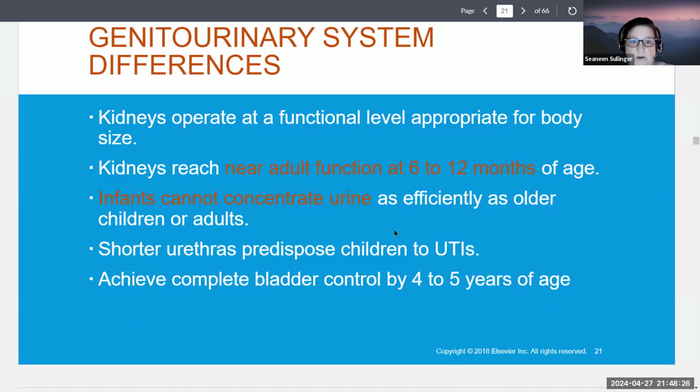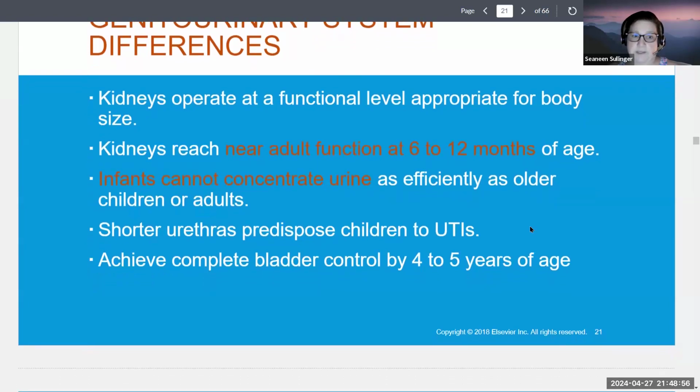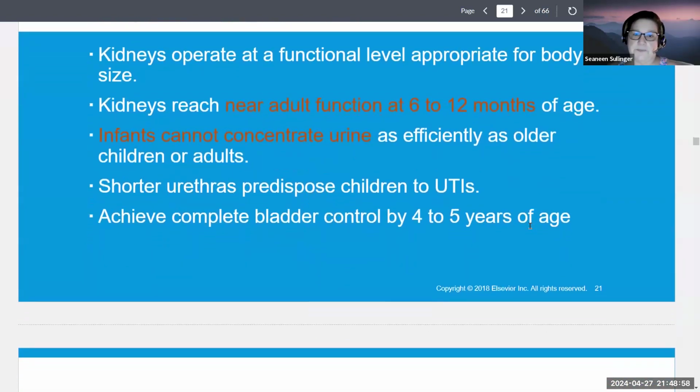the kidneys reach their close to adult function at 6 to 12 months of age. So by 1 year of age, the kidneys are pretty much near adult function. But infants can't concentrate the urine as efficiently as older children or adults. And also because the child has a shorter urethra, we often see a lot of urinary tract infections. We covered urinary tract infection. That was one of our exemplars last semester. So there are slides on urinary tract infection, but we're going to kind of go through those to get to our exemplars for this lecture.